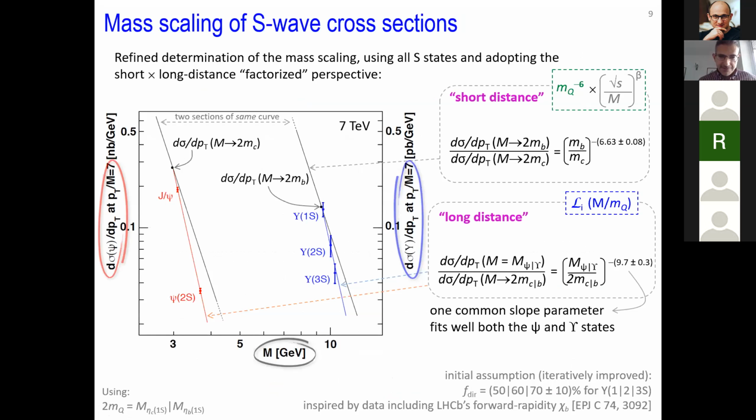Now it is only one slide away, but first we want to do one thing. We want to extrapolate the cross sections to ideal cross sections for when the mass tends to twice the mass of the heavy quark.